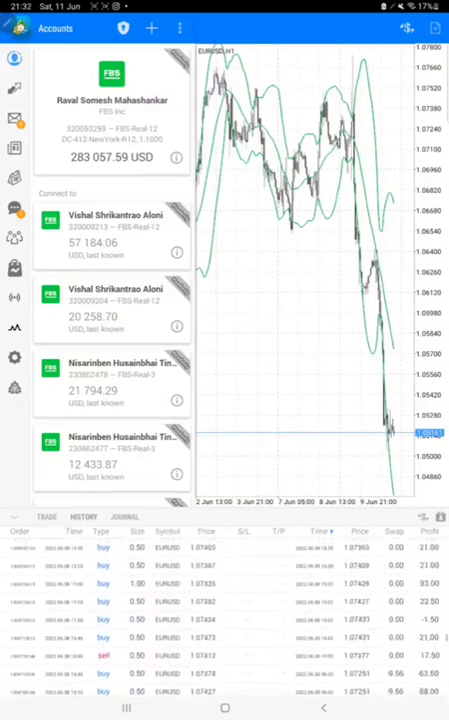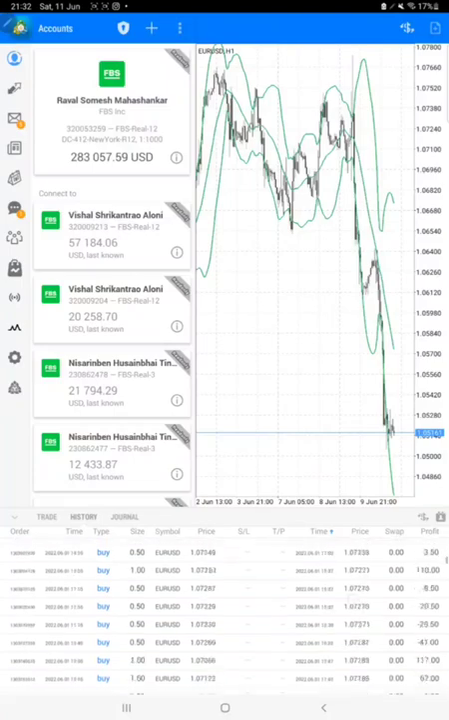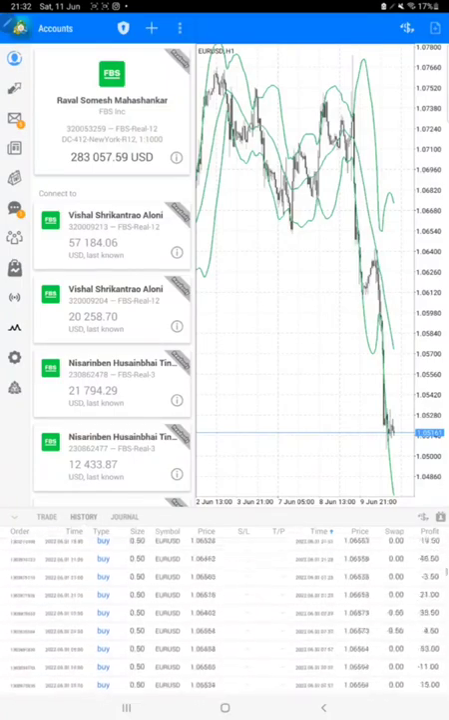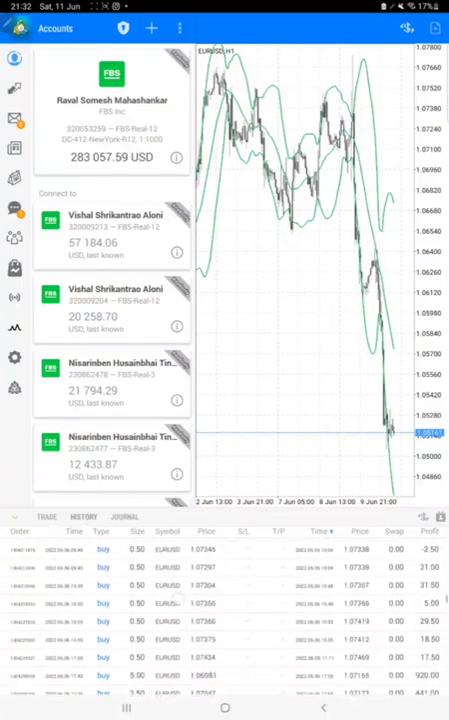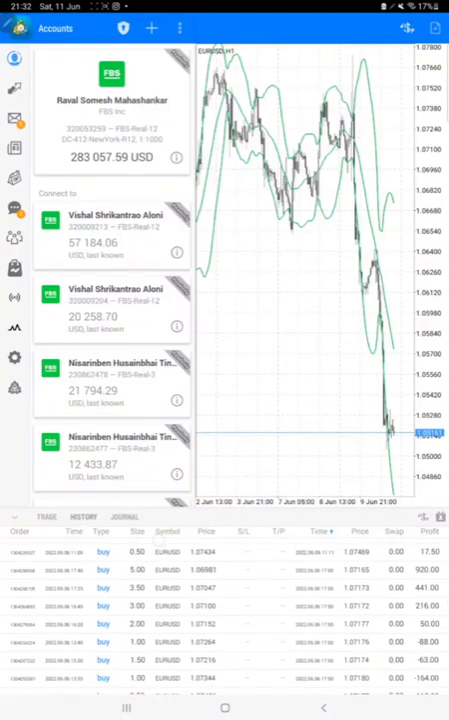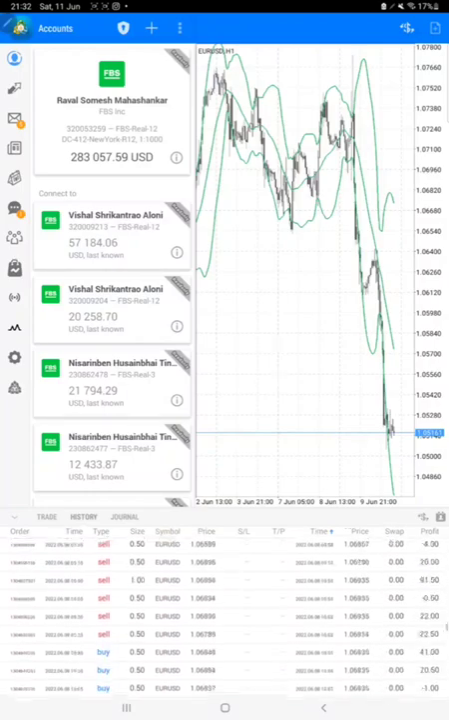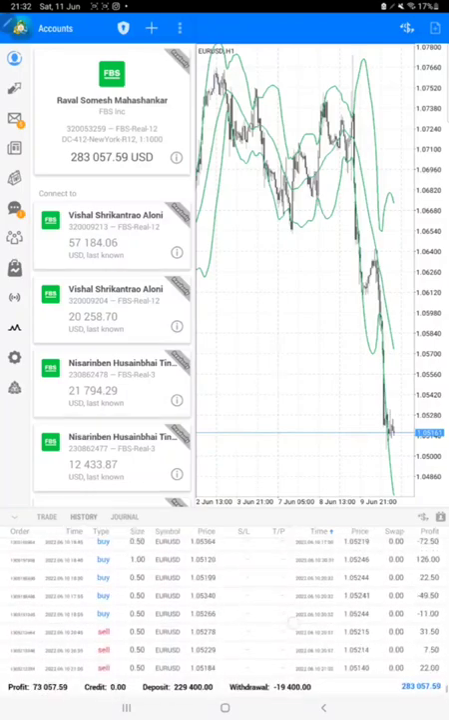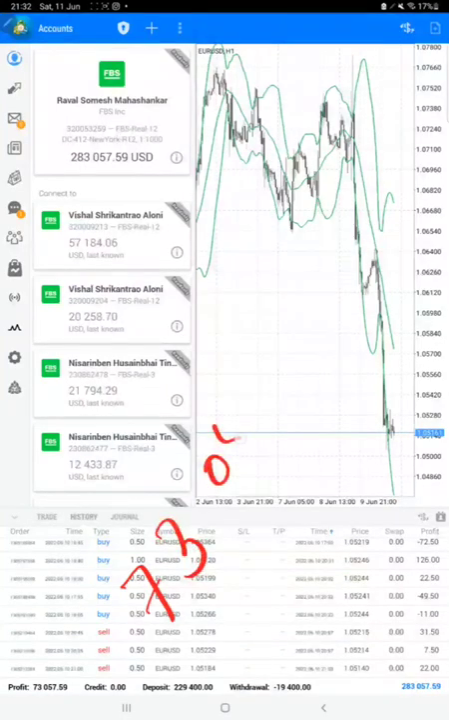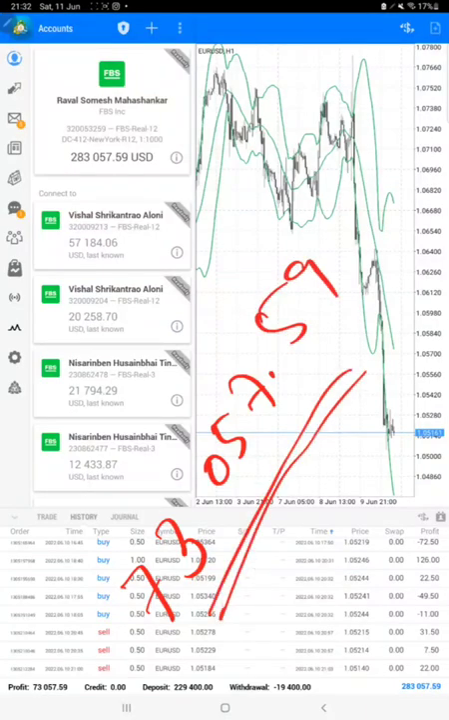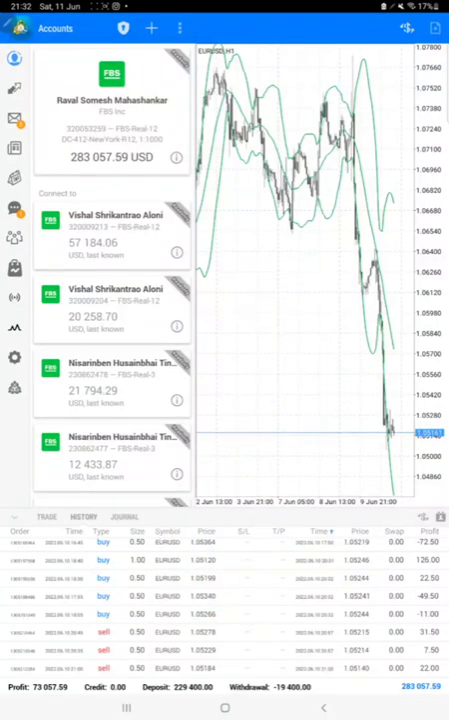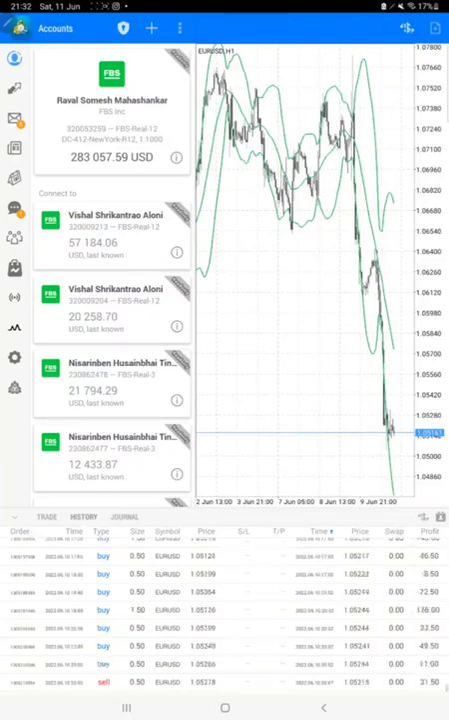And here you see all Euro USD trades, all Euro USD trades in this section. And this strategy totally made 73,057.59 profit so far. Very good profit made on this account.